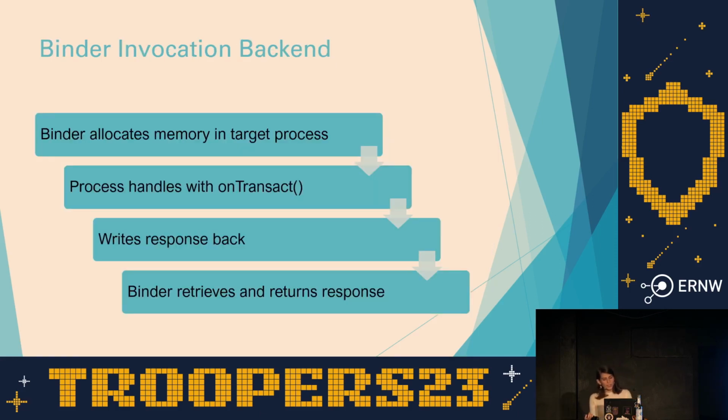So the whole process looks something like this. The binder allocates memory in the target process. That target process handles it with this onTransact method, and then it's able to write a response back to that space, and then the binder is in turn able to return that response back to the calling process.